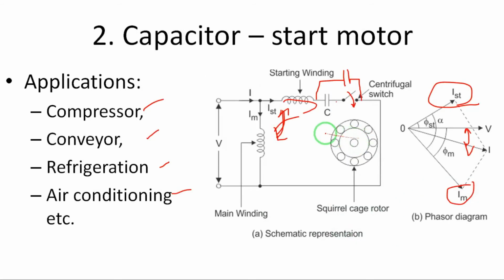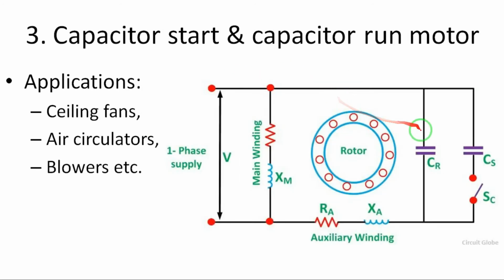Actually this has the same operation as the capacitor start motor, but the extra thing is the running capacitor. This capacitor is used for maintaining a high power factor and quiet and smooth operation of the machine. Nowadays we use the capacitor run motor in ceiling fans. We already know that without the capacitor it will not rotate. This capacitor gives the phase difference between the main winding and the auxiliary winding. Without the auxiliary winding it will not rotate.